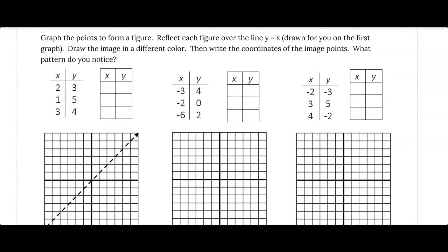Now we're going to graph these and we are going to reflect over the line y equals x. So the line y equals x is the line that has a slope of 1 through the origin 0, 0. So on this first graph, we have it graphed. And the trick to these is to make sure that you count straight up or down or over to the line and then go the opposite direction.